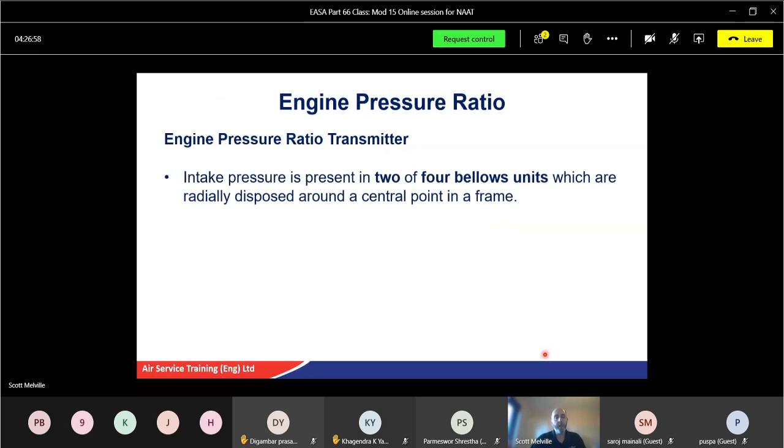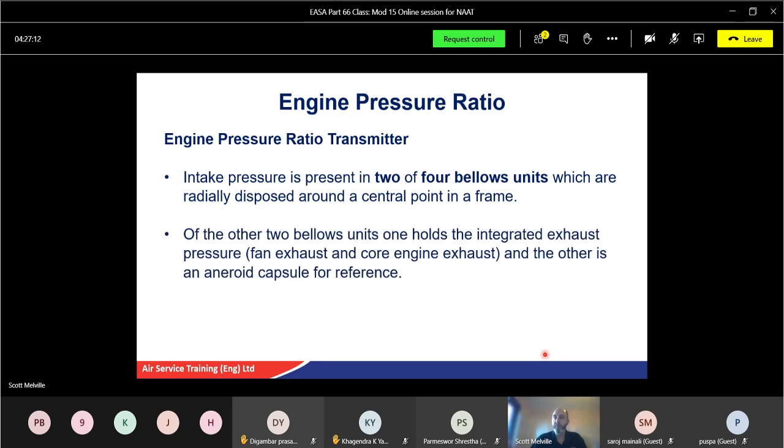So the transmitter itself, intake pressure is present in 2 to 4 bellows. We've looked at bellows or capsules like we saw before in the fuel system, which are radially disposed, so they pivot around a central point in a frame. Of the other 2 bellow units, one holds what's called integrated exhaust pressure, the fan exhaust and core exhaust pressure, and the other is an aneroid capsule, which again, we've seen before in the fuel system, and that's used as a reference point because we've got sea level pressure within the evacuated aneroid capsule.